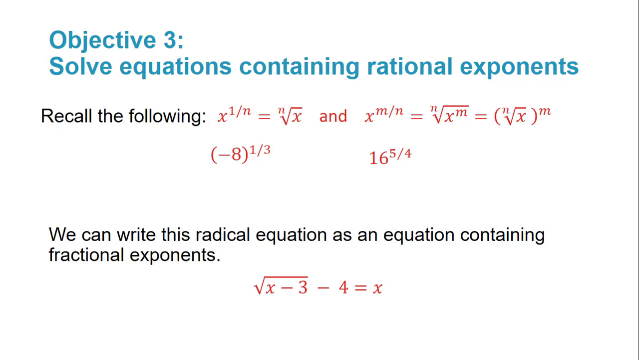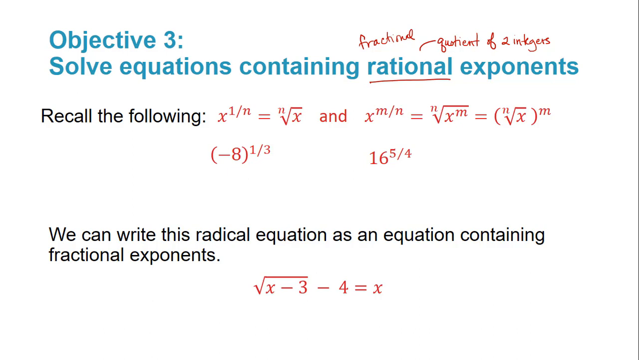In this video, we'll look at the third type of equations from section 5, and that is solving equations containing rational exponents. Recall that the word rational means that a number can be written as the quotient of two integers, where the denominator is not 0. But in other words, we're really looking at fractional exponents.